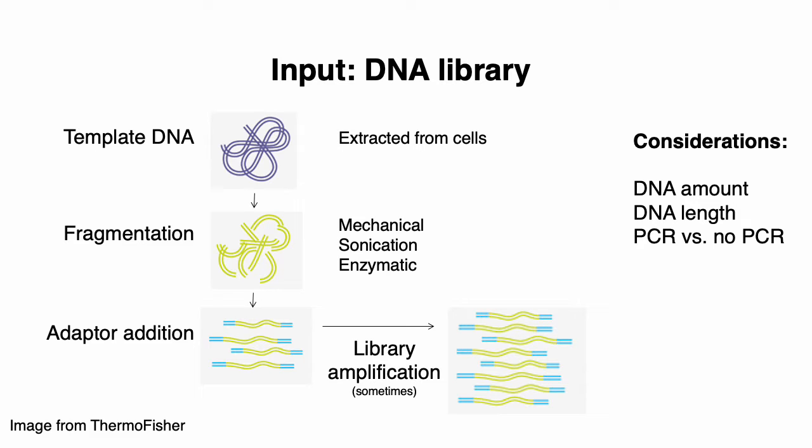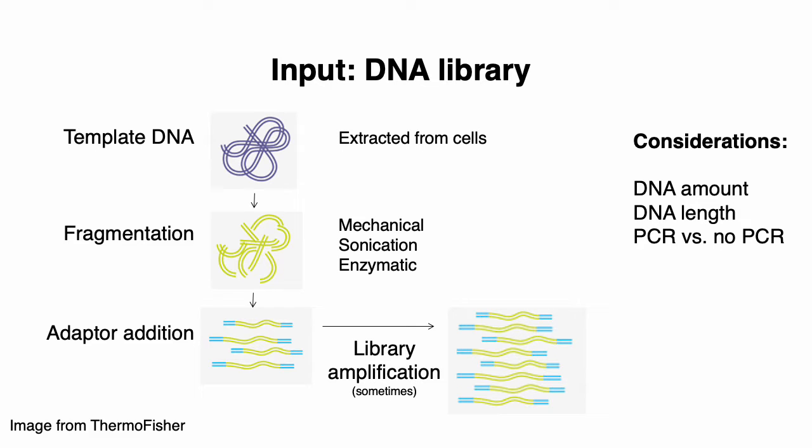But once you've added your adapters, there's optionally a library amplification step where you might use, for example, PCR to increase the amount of genomic material you have before you do the sequencing. Generally speaking, when you are constructing your library, there are a number of considerations you have to make. The first of which is obviously the length of your fragments.